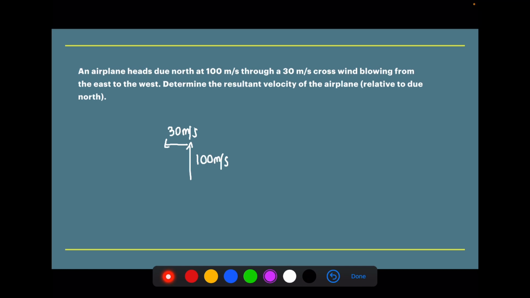So next we can draw a line over here, which is the displacement. And we also know that this triangle is a right triangle, so we can use the Pythagorean theorem, which is c squared equals a squared plus b squared. Then we plug in the numbers. c squared equals 30 squared plus 100 squared. So c equals 104 meters per second.